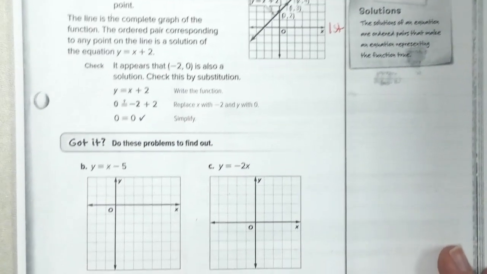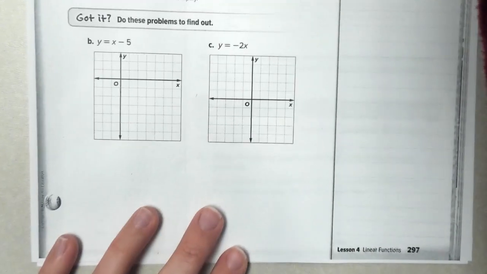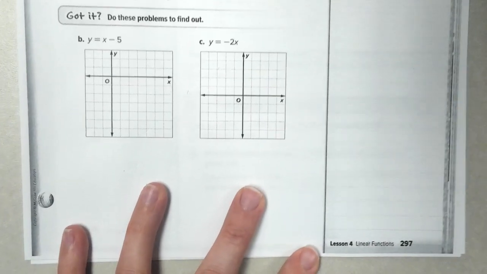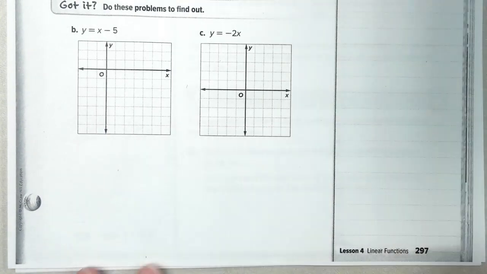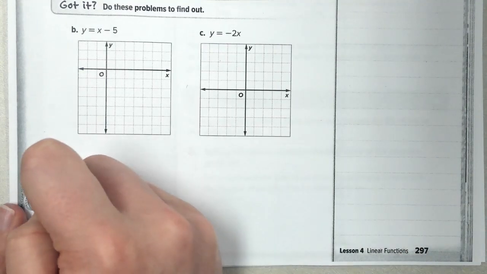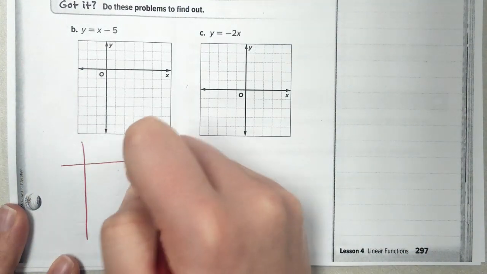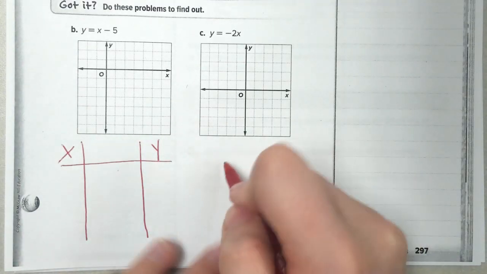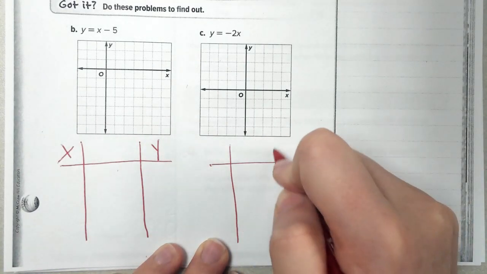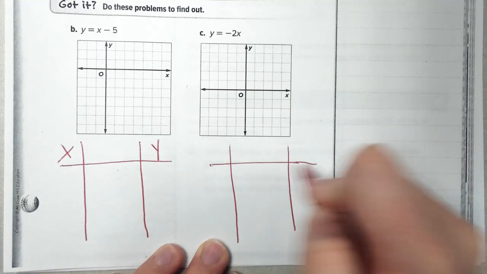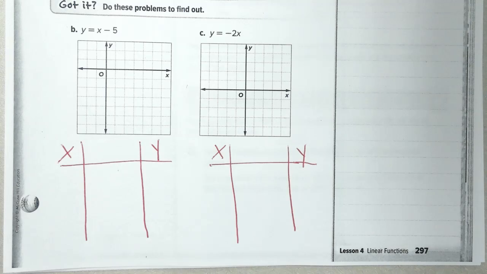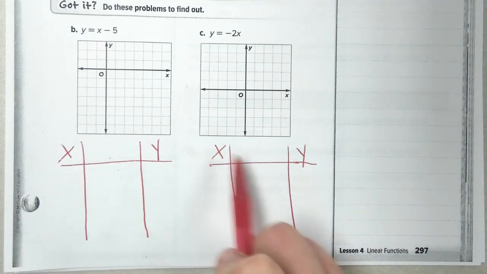All right, so our got its are down here. When you do your got its, I want you to actually create these function tables like we were just doing. Okay, so I want to see your x, your y, and your function in here. So right now I just want you to take, I don't know, 10 seconds and write your function in for both of these.